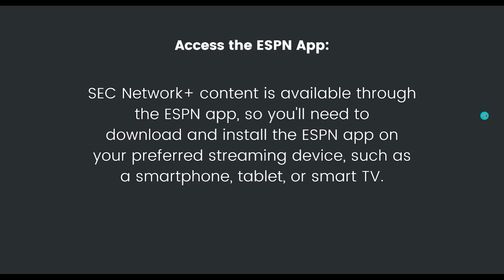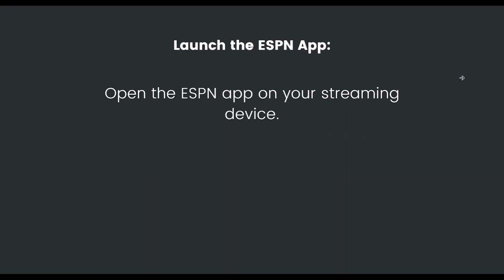So what you have to do is, firstly, access the ESPN application. Over there, you will find SEC Network Plus content is available through the ESPN application. So you will need to download and install the ESPN app on your preferred streaming device such as your smartphone, tablet or smart TV. After that, simply launch the ESPN application by opening it on your streaming device.